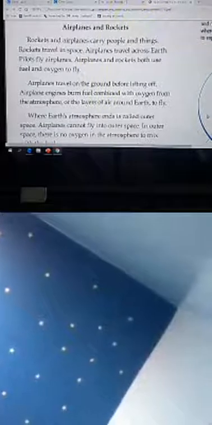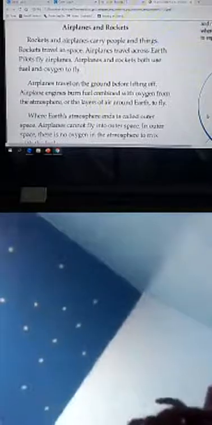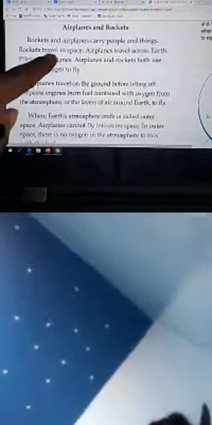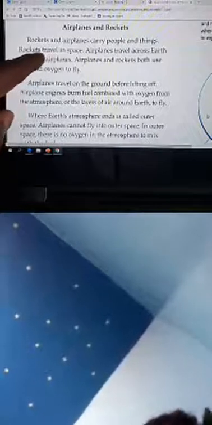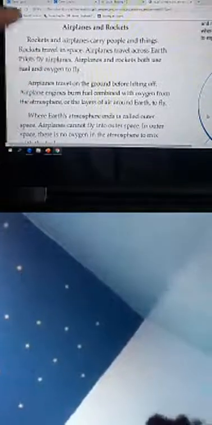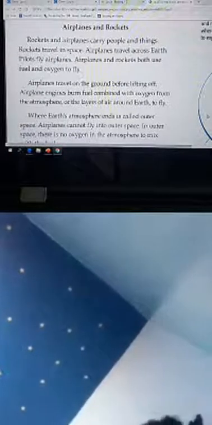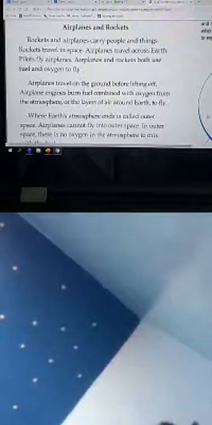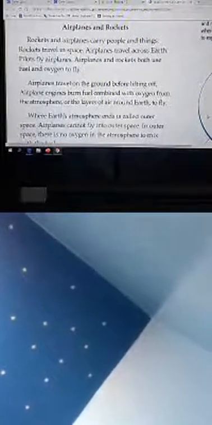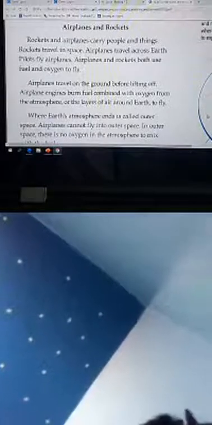So rockets travel in space. Where would I write that on my Venn diagram? In the rocket section. And what am I going to write? Rockets travel in space. Remember, I'm answering. Airplanes travel across Earth. And where am I going to write that? In the airplane section. Good job.